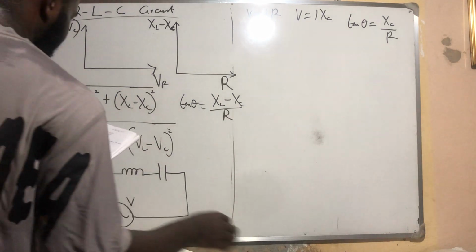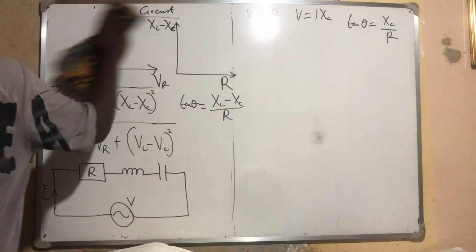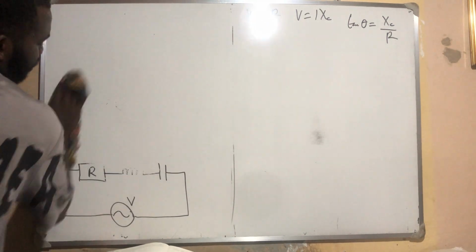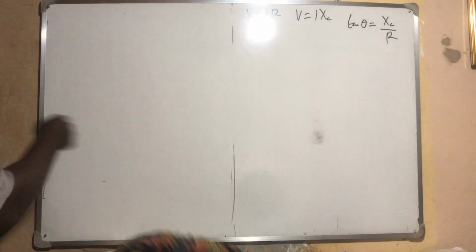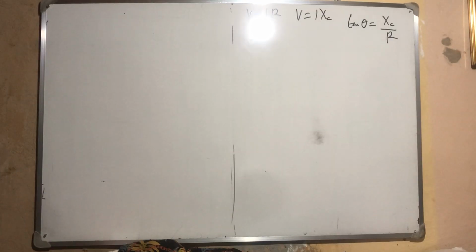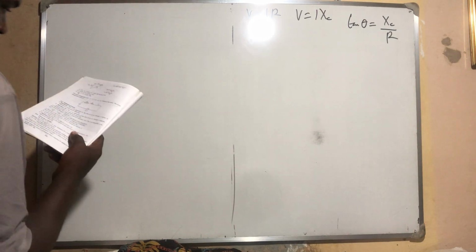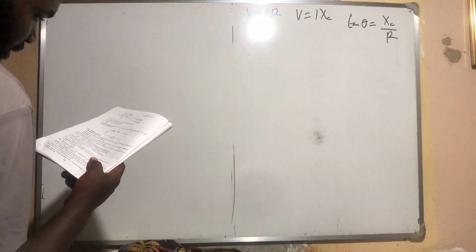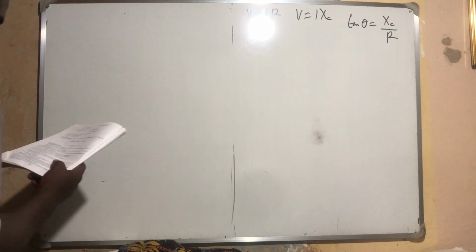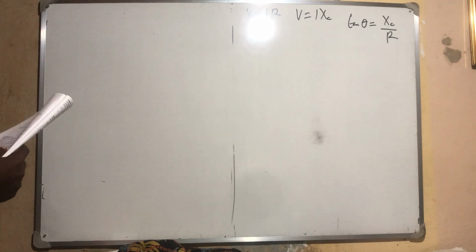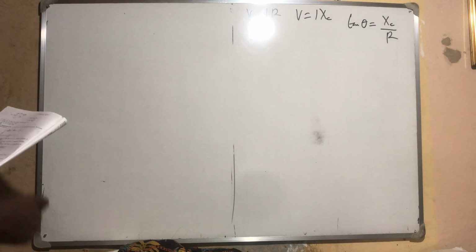All right, definition of terms. The first thing we're going to define is resistance. It is the opposition to the flow of an alternating current through a resistor, R. Resistance is measured in ohms. Don't forget that your resistors are measured in ohms.